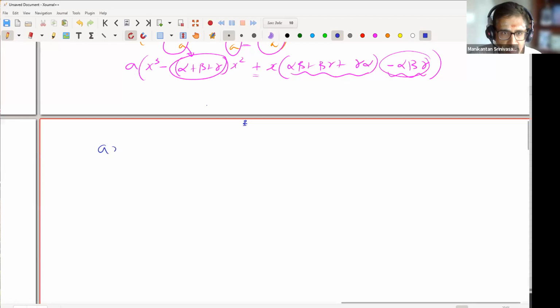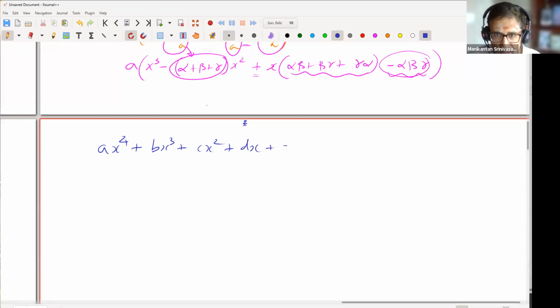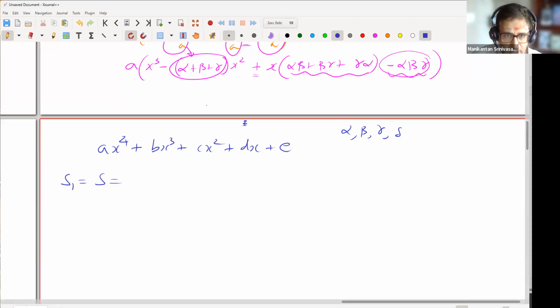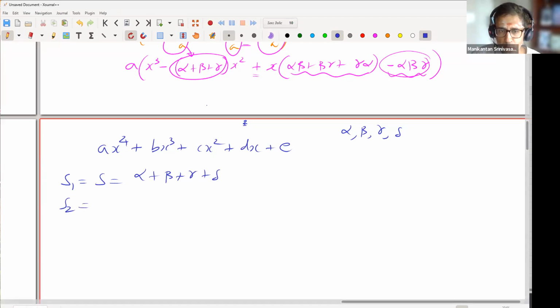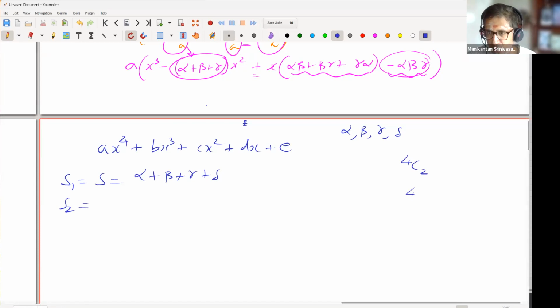So the 4th order is, let's say, a x to the power 4 plus b x cubed plus c x squared plus d x plus e. So there are 4 roots, alpha, beta, gamma, and delta, let's say, right? Then S1 will be the pure sum, which is only one way you can add. S2 will be the sum of products taken 2 at a time. So there'll be how many of them? 4 choose 2, right? We haven't done combinations and permutations formally. We'll do it, but in 4, you can pick in 4 into 3 by 2 into 1, 6 ways, right?